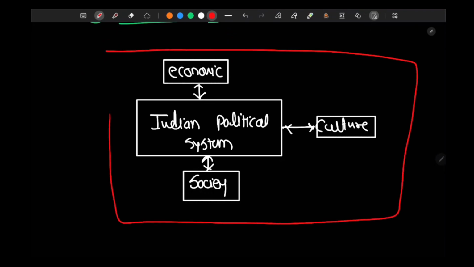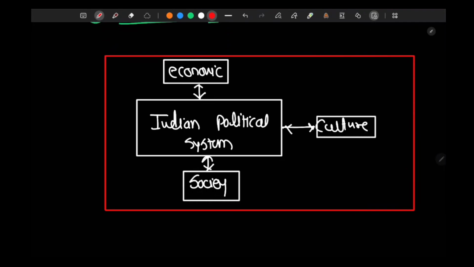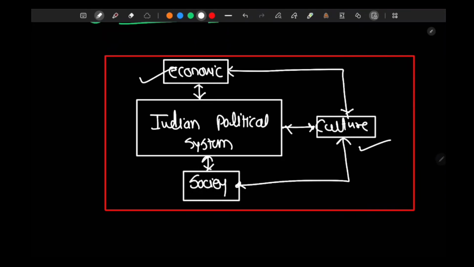So what is the system we are trying to understand here? The Indian political system. It is the system. What are the subsystems? Culture, society, and economic subsystems. There can be different subsystems as well, but for understanding purposes, I am giving you this. So the Indian political system is a system which is in a particular environment, and which has particular subsystems like economy, culture, society.